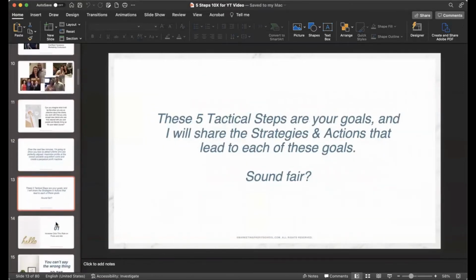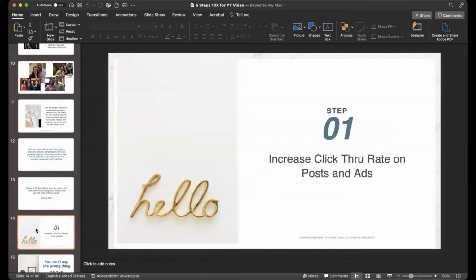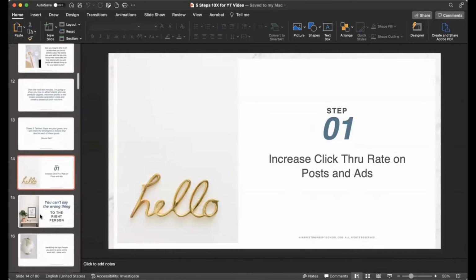And these are tactical steps, right? So I am really a strategic girl. I talk a lot about strategy, big picture, like stepping back and looking at the big picture. These are tactical things you're going to be doing, but they do have a strategic purpose in your business. So the first thing is increasing that click-through rate on your posts and your ads. And there are a lot of ways you can do that.